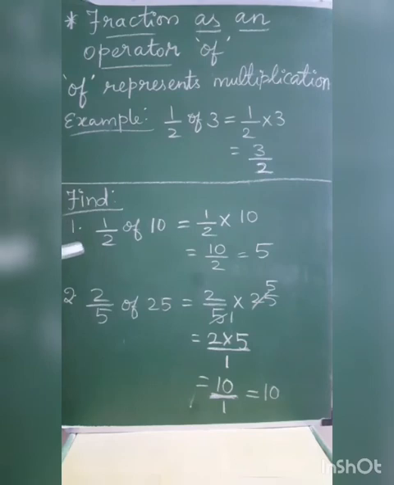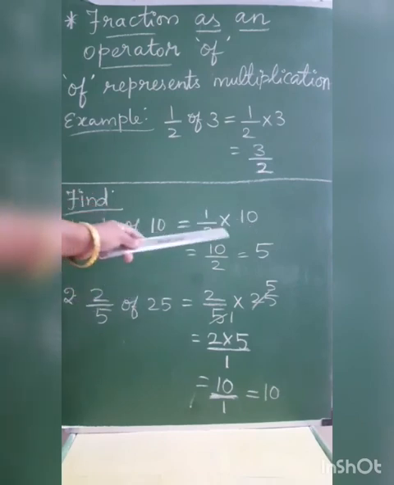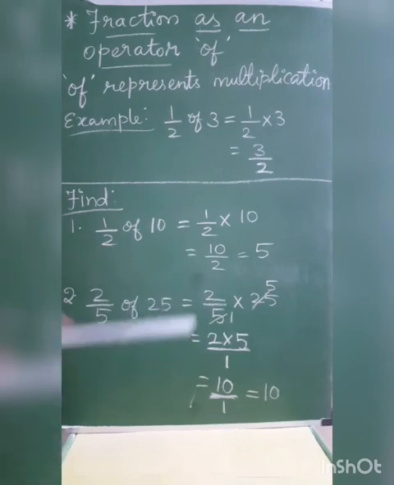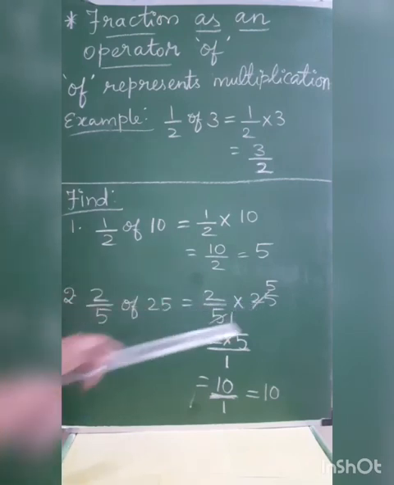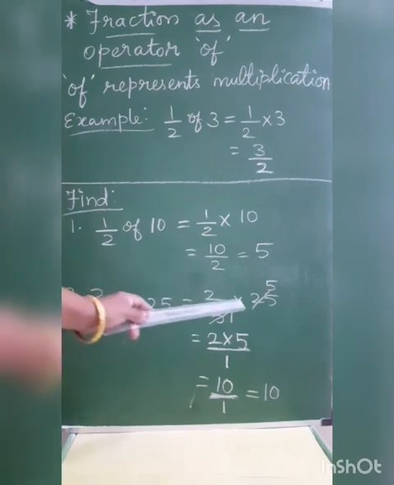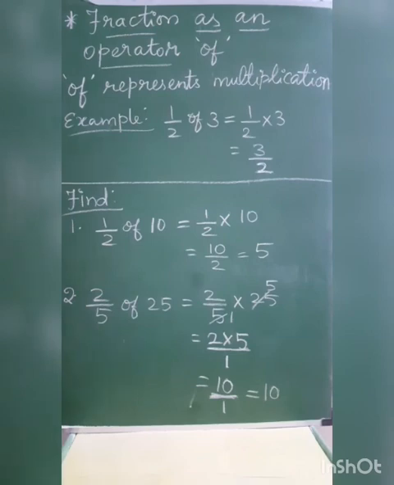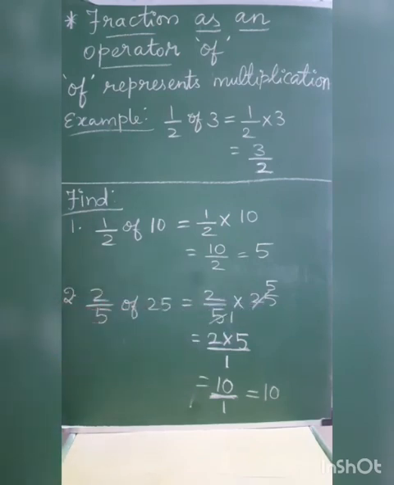Find out. The first one, 1 by 2 of 10. Here, of means multiply, 10. So 1 into 10 is 10, divided by 2. So 10 divided by 2, your answer is 5. And the second one is 2 by 5 of 25. Here of means multiply, it is 25. You have to multiply 25 with 2 and divide by 5. 2 into 25 is 50, and divided by 5, your answer is 10.